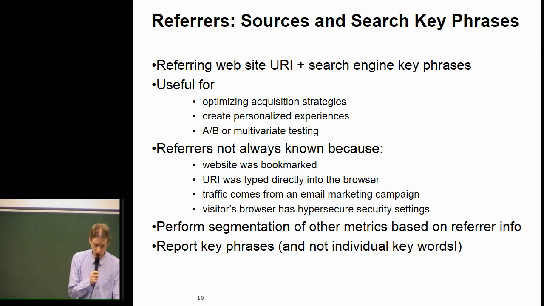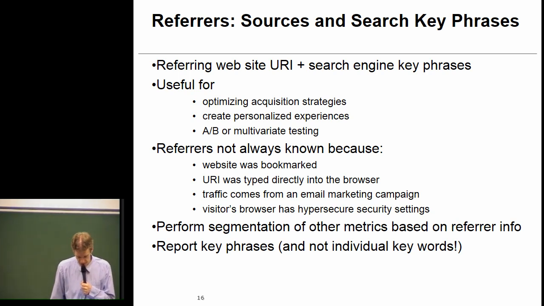The referrers are not always known because the website was bookmarked, so if you just ask for a website from your bookmarks or your favorites, there's basically no referrer. Sometimes the referrer is also not known because the URI was directly typed into the browser, because the traffic comes from an email marketing campaign, or because the visitor's browser has hyper-secure security settings.